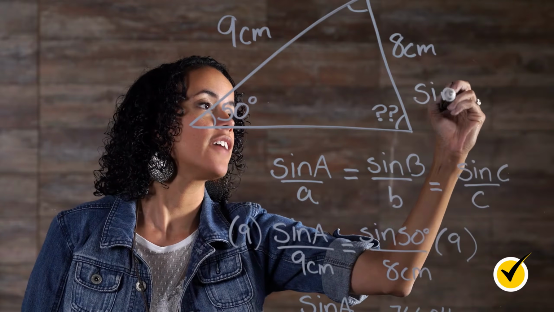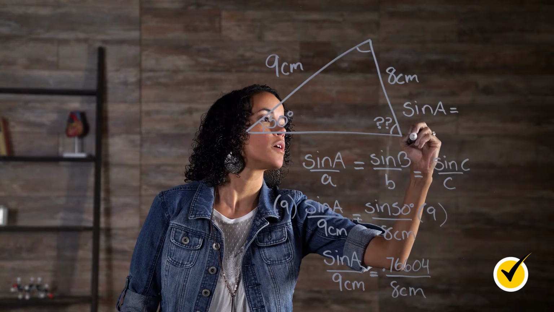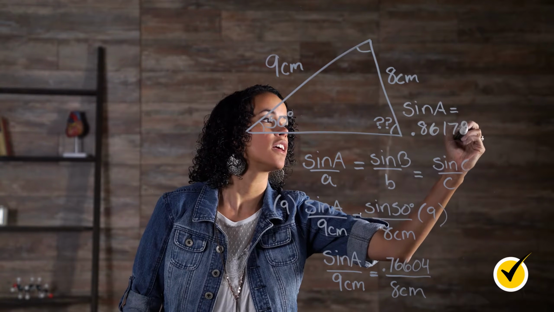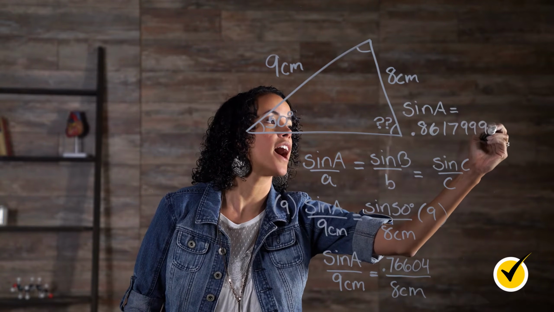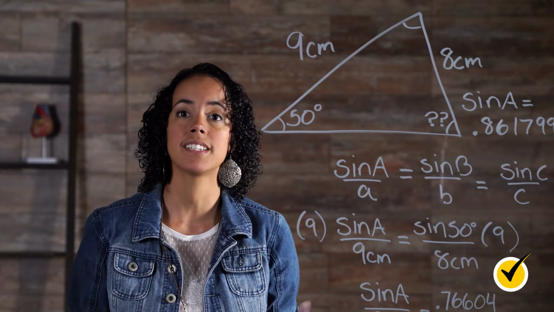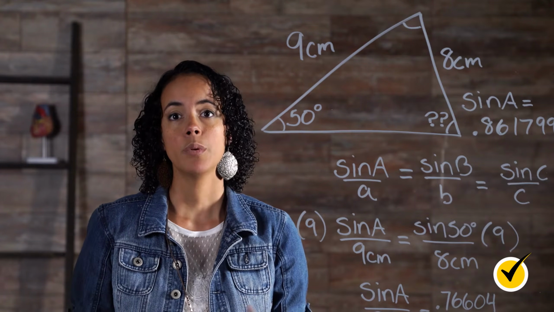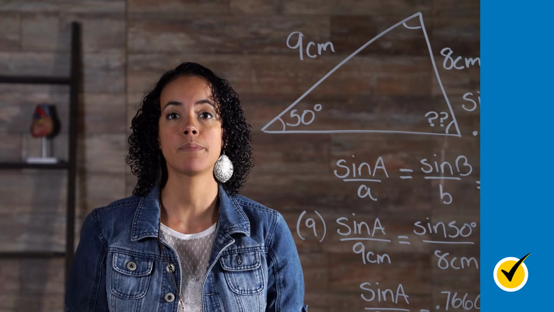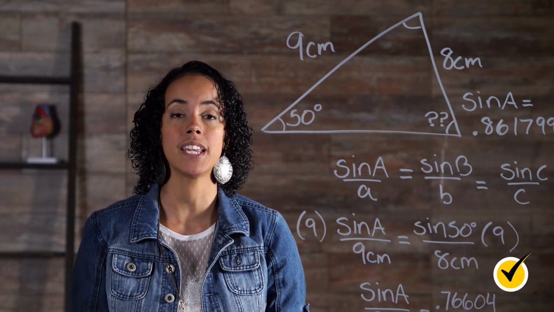So the sine of A equals 0.86179999. Now all we have to do is find the angle A instead of the sine of angle A. We do this by using the inverse sine function of your calculator, which is usually written as sine to the negative 1 and can often be accessed by using the second button before hitting sine.